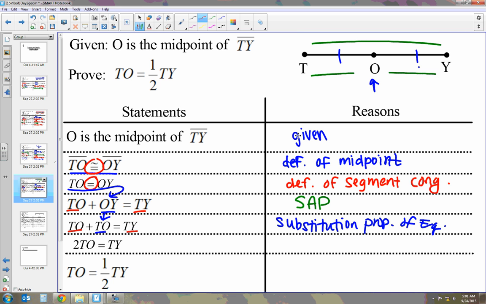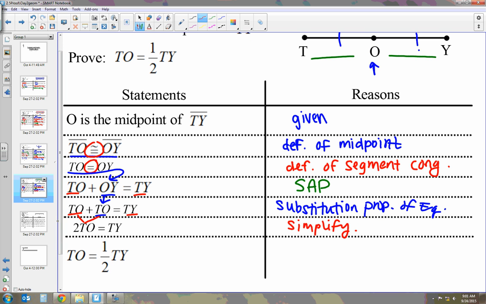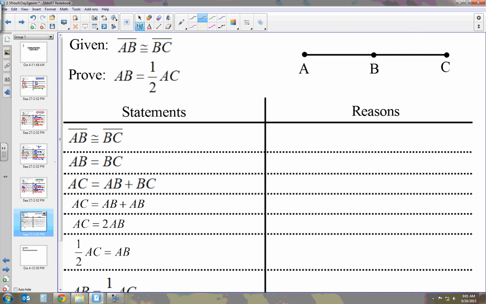Next, I notice that I combined my like terms. I added the TOs together, so that is simplify. And the very last one, I divided by 2 on both sides, so that is our division property of equality. I have one last example for you guys to see. Okay, first one, I tell you that line segment AB is congruent to line segment BC.